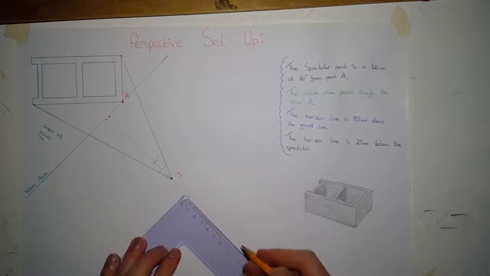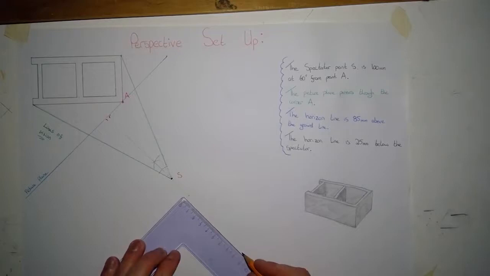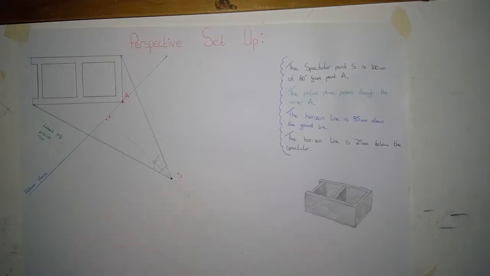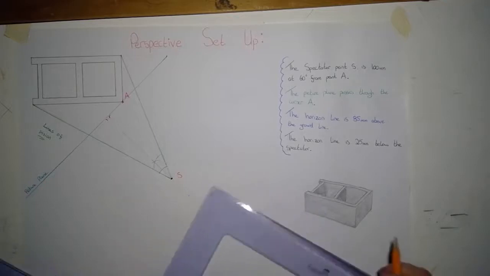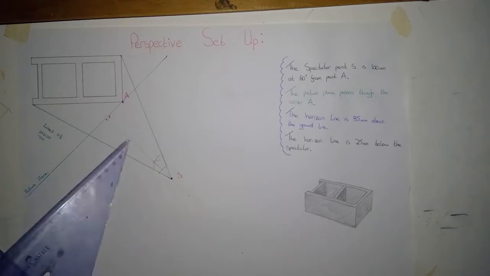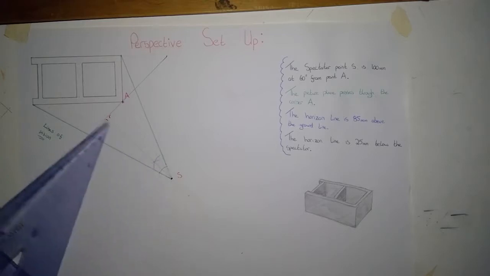mark it, and measure down my 85 below my horizon line to get my ground line. So I have the mark where my two lines are now going. And once again, you might be asking the question, but what angle are these lines going at? These lines are going to be parallel to the picture plane, or once again perpendicular to this bisector line.